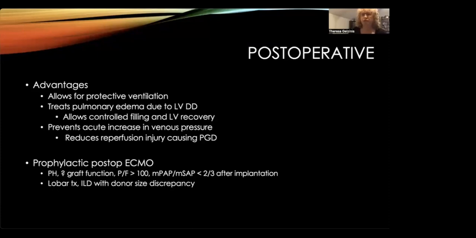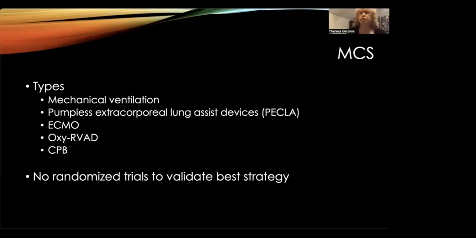The different types of mechanical support in lung transplantation include mechanical ventilation, pumpless extracorporeal lung assist devices, ECMO, Oxy-RVAD, and bypass. There are no randomized controlled trials performed to validate what the best strategy is.